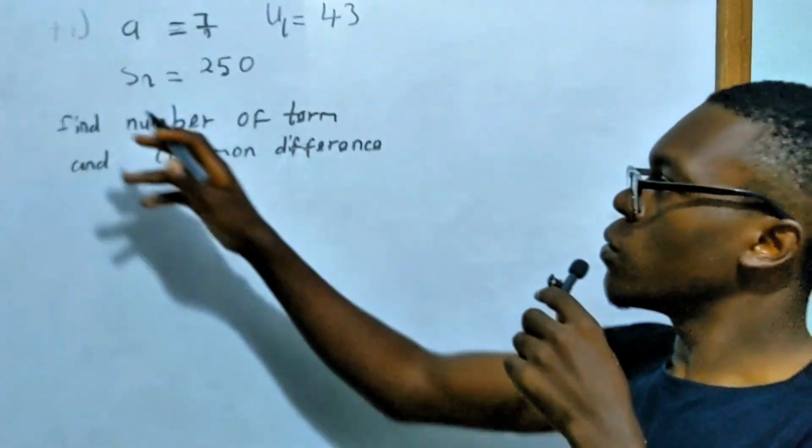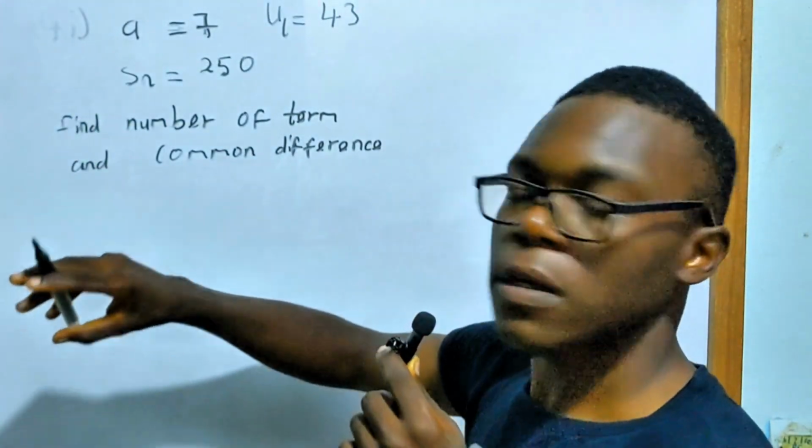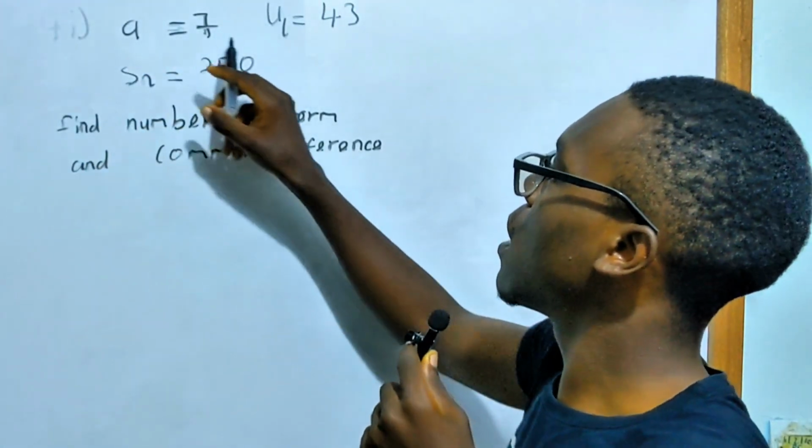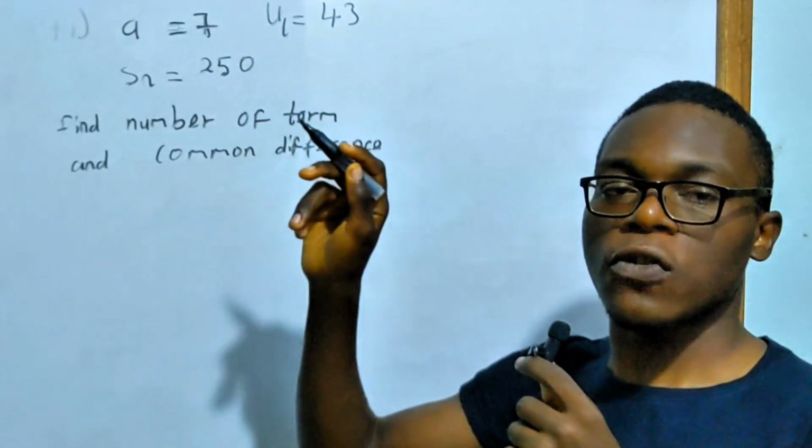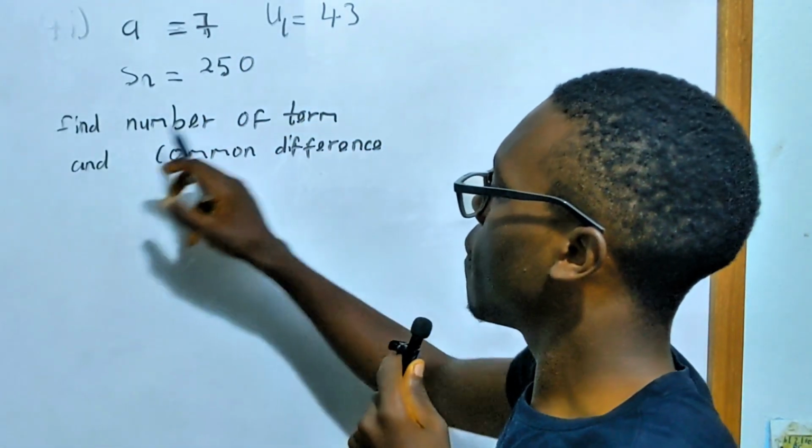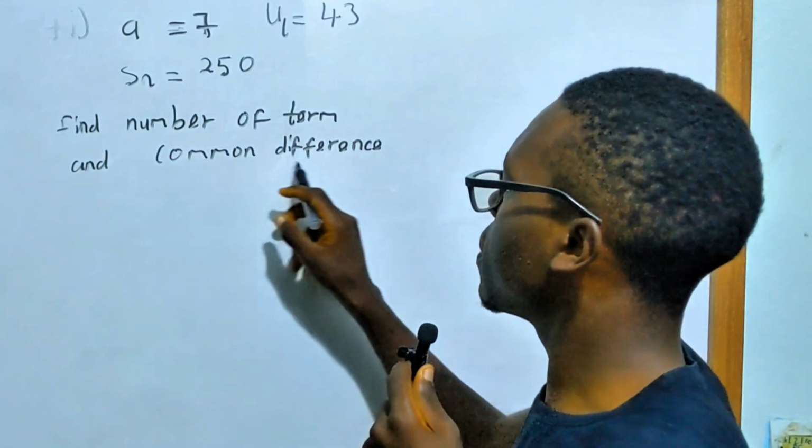Having this question 4, let's continue with it. We have an arithmetic progression of first term 7 and last term 43. Given that the sum of all terms is 250, find the number of terms and the common difference.